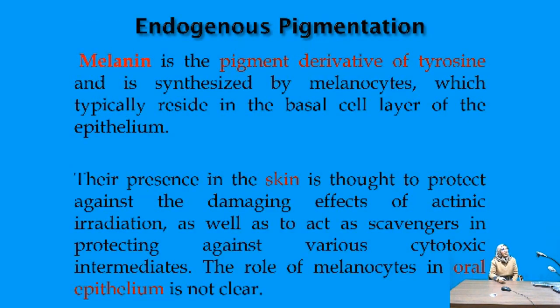The important and most common source of endogenous pigmentation in the body is melanin. What is melanin? Melanin is the pigmented derivative of tyrosine and is synthesized by melanocytes, which typically reside in the basal cell layer of the epithelium. Their presence in the skin is thought to protect against the damaging effects of actinic radiation, as well as to act as scavengers in protecting against various cytotoxic intermediates. The role of melanocytes in the oral epithelium is not clear.